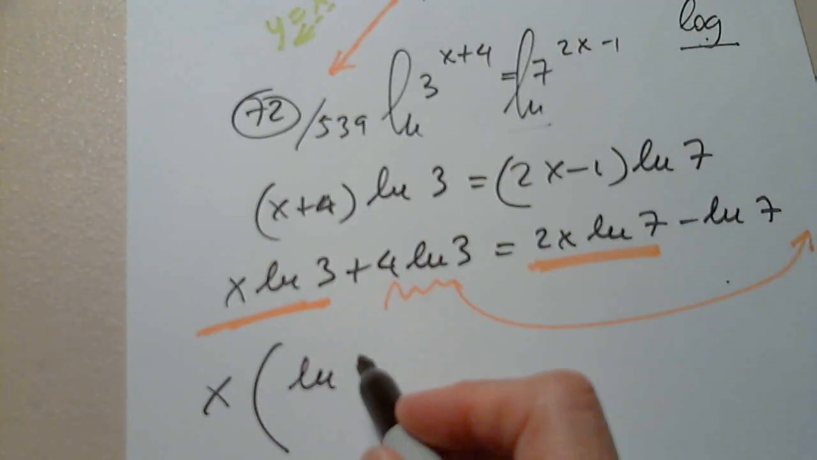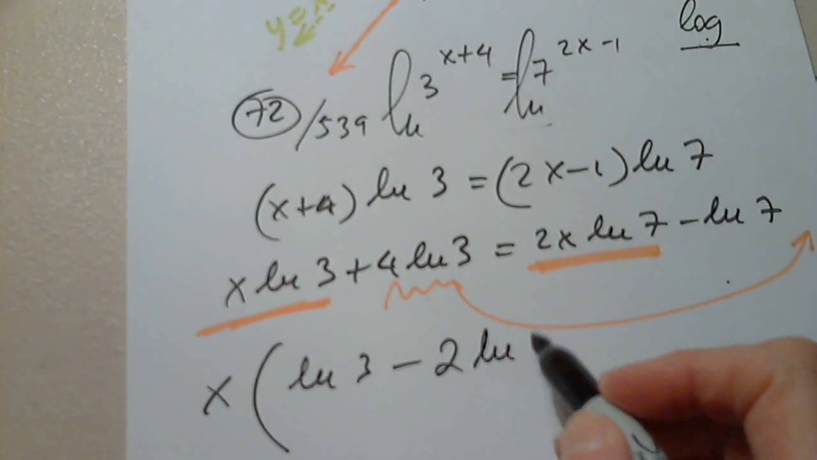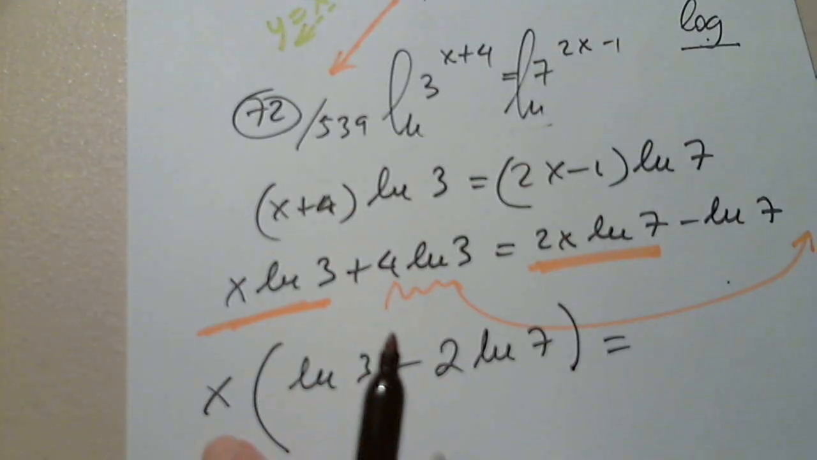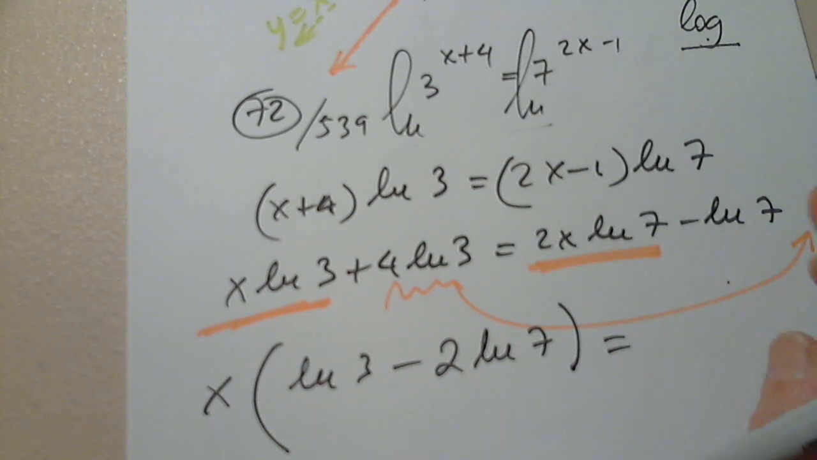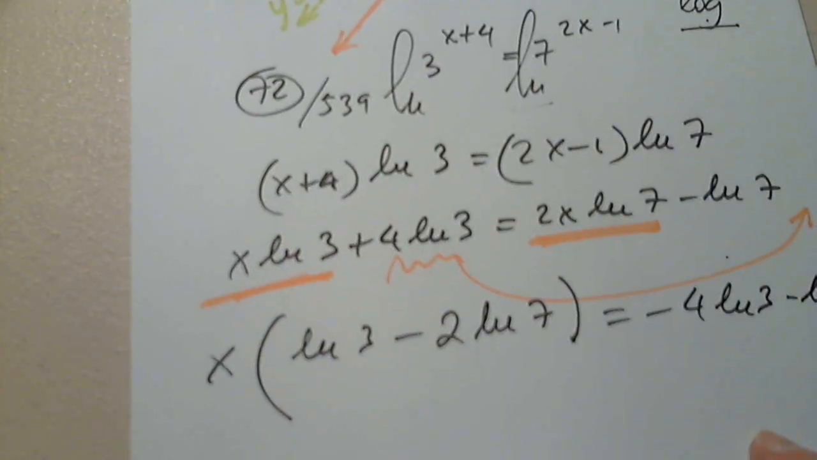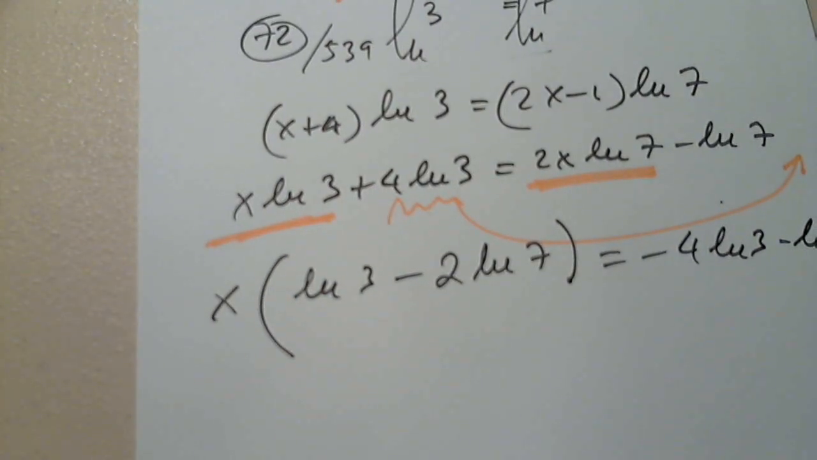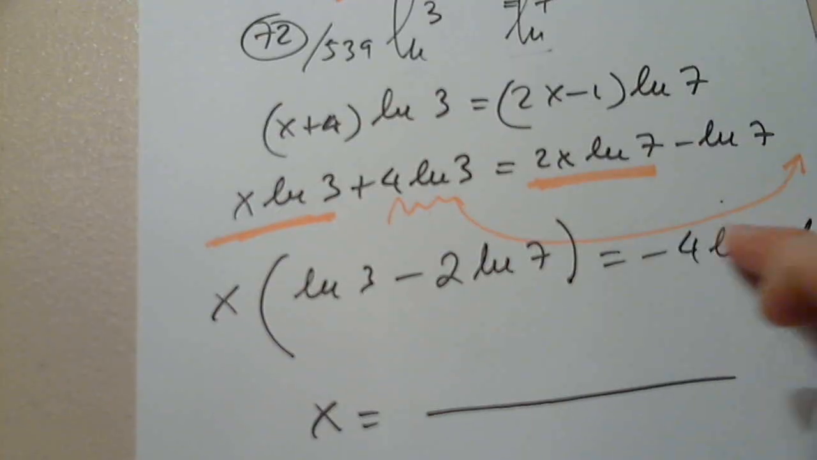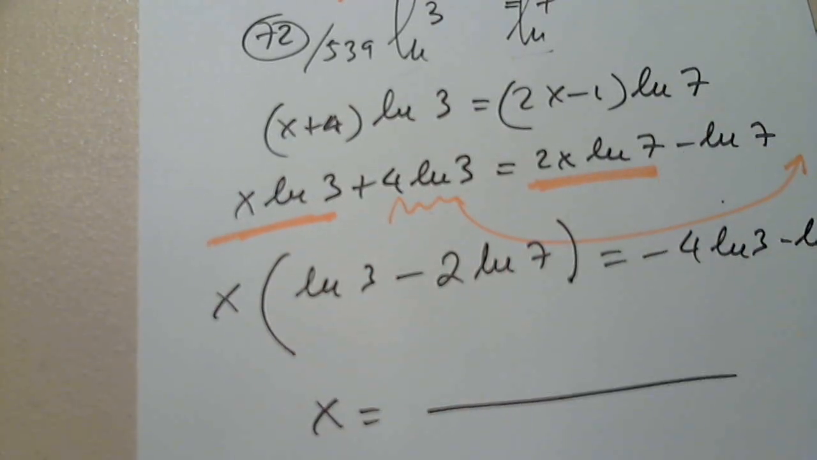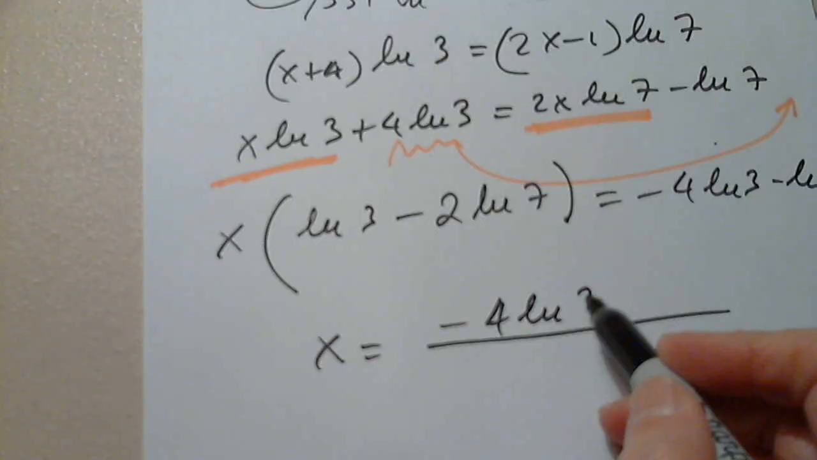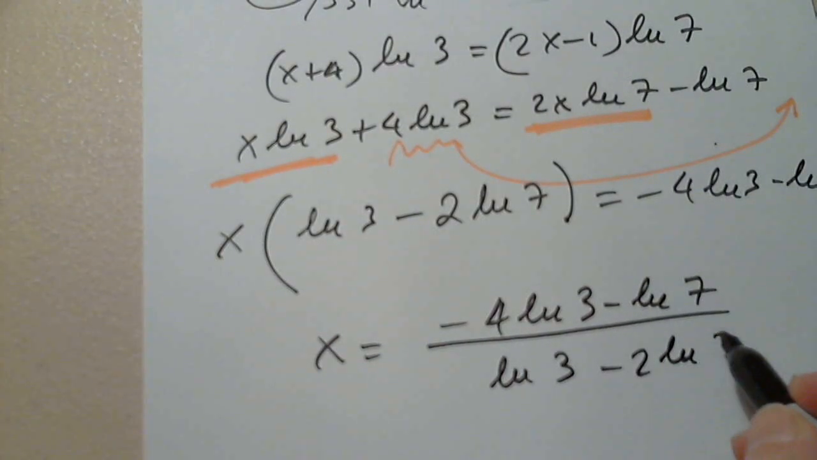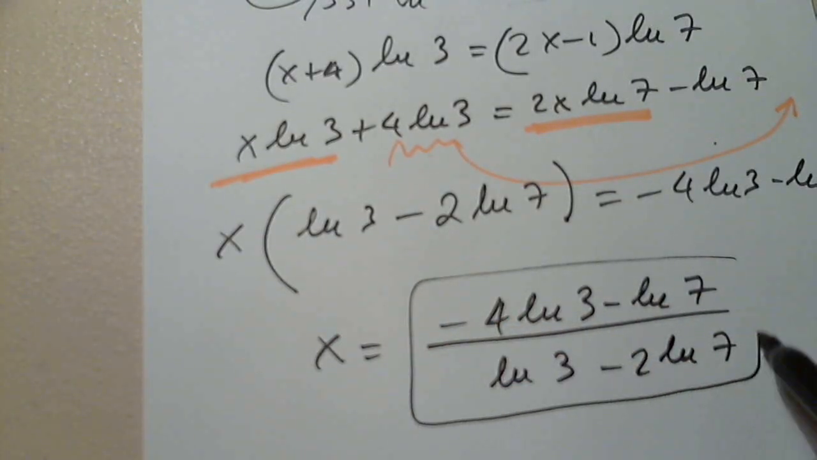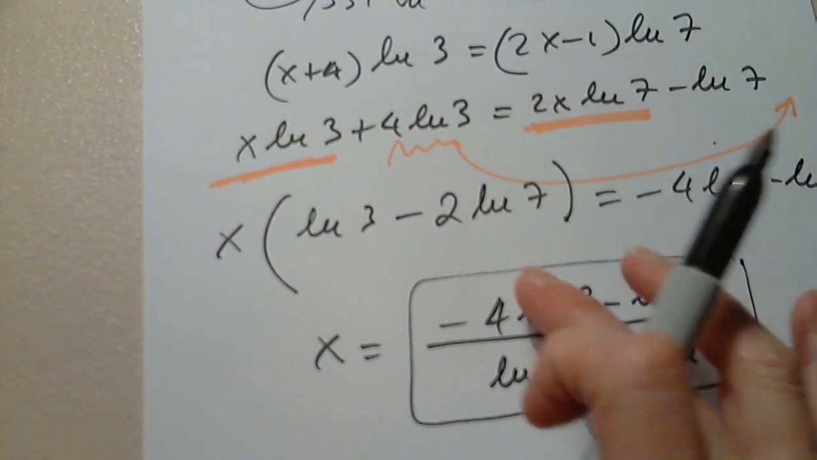So natural log 3 minus 2 natural log 7, x times this, and x times negative, because I move it to the other side, it changes its sign. And then both of these are negative, natural log 3 minus natural log 7. Now I have the final answer. All this over all this. So negative 4 natural log 3 minus natural log 7. Do not try to simplify anything. This is carved in stone. We cannot simplify terms.